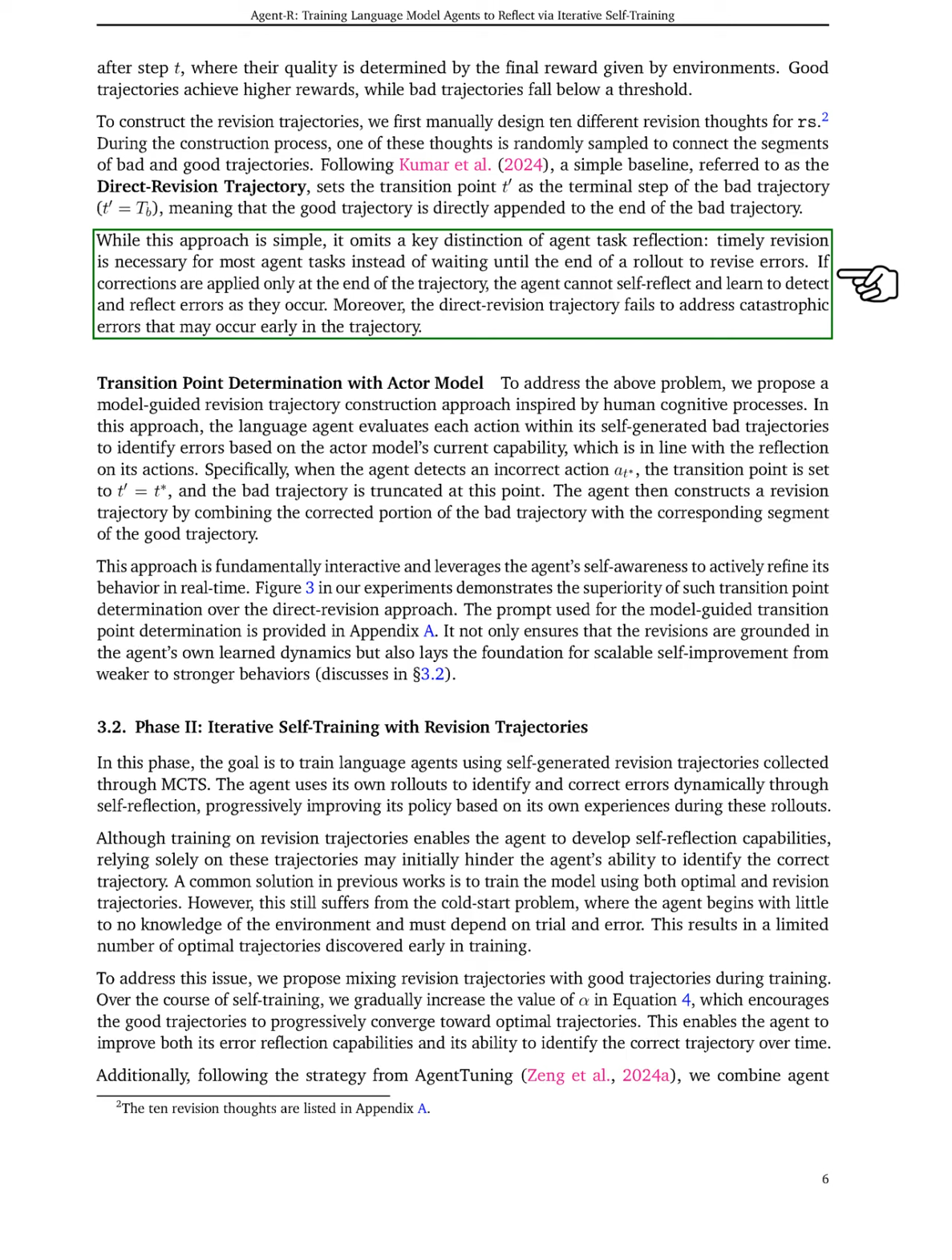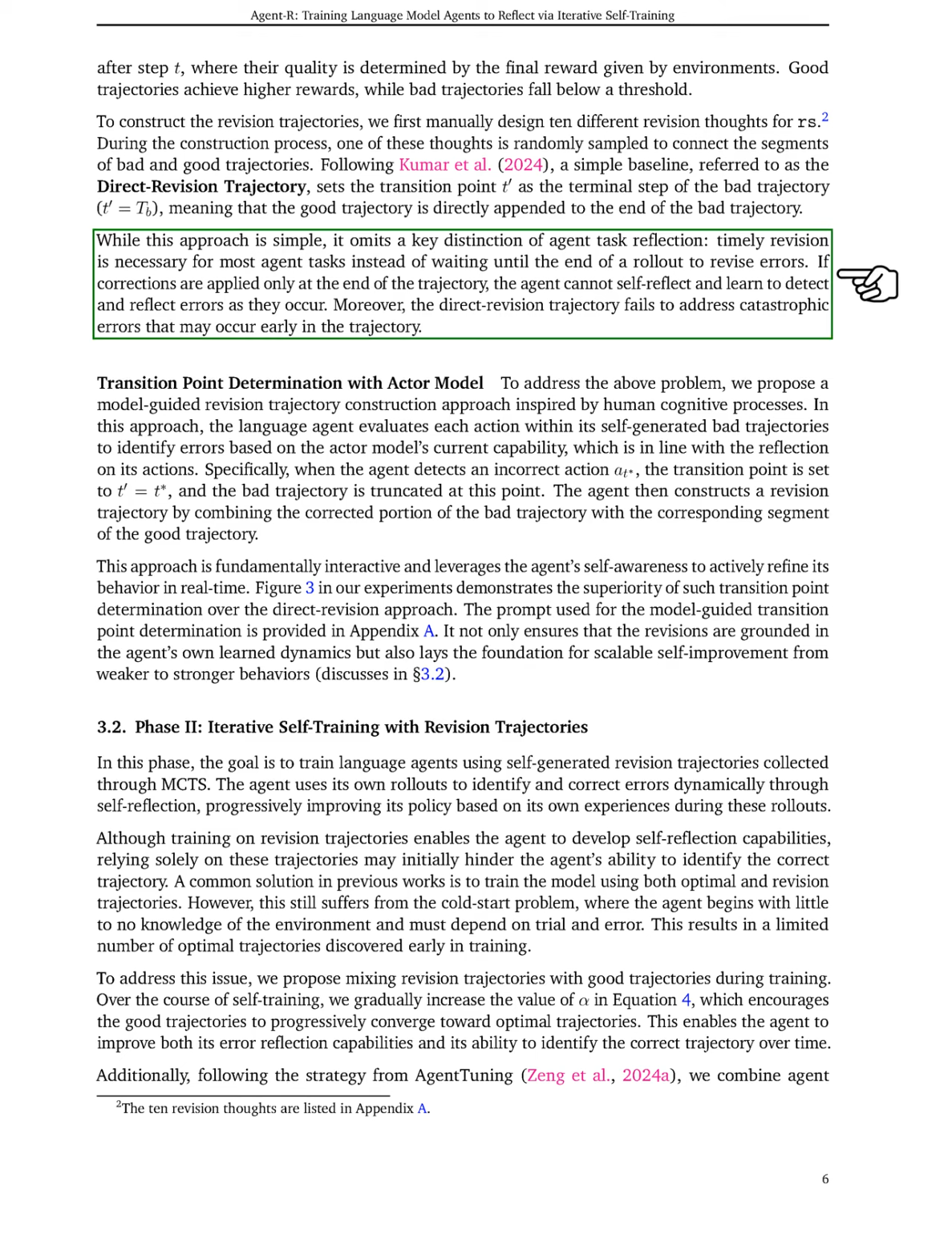Section Summary. In this section, we detail Agent R, which employs Monte Carlo tree search, MCTS, to generate revision trajectories that correct errors in decision-making processes through 2 phases: model-guided reflection and iterative self-training. We define various trajectory types and emphasize the importance of timely revisions to enhance the agent's learning and decision-making capabilities, avoiding cascading errors.